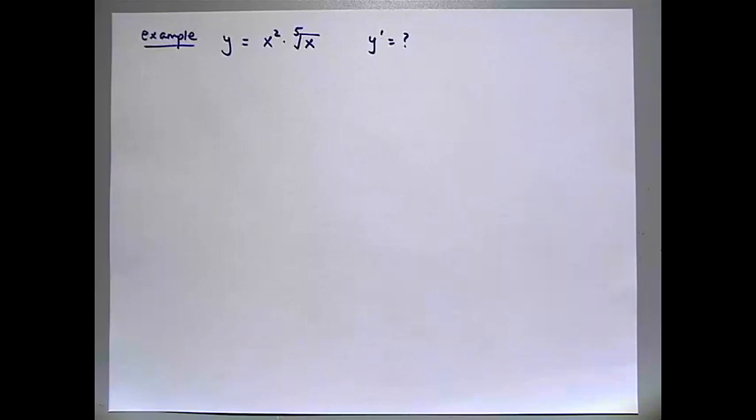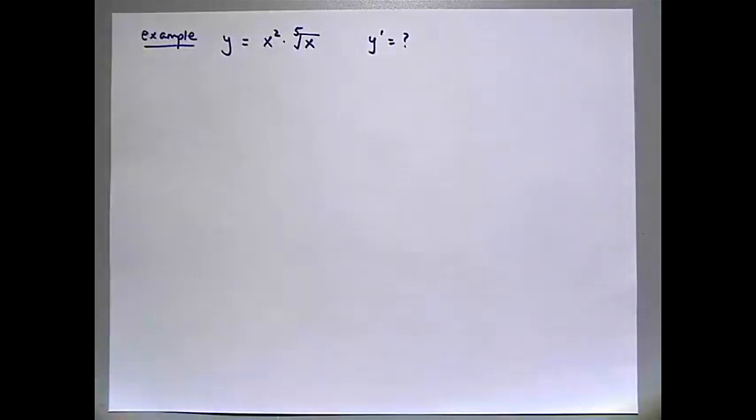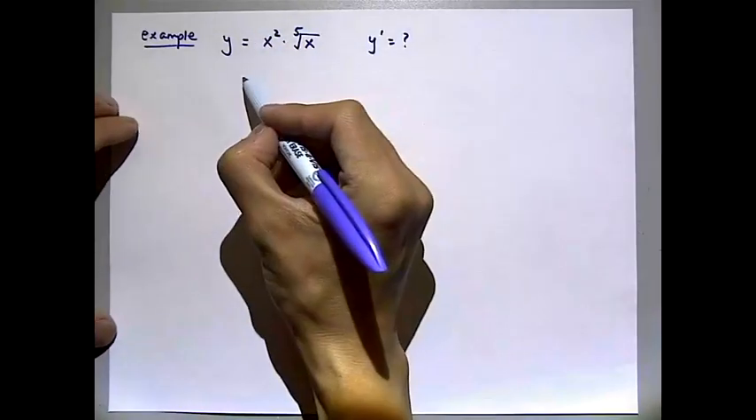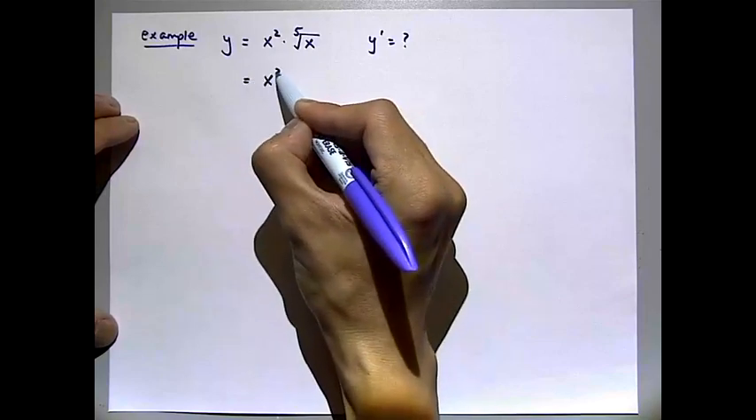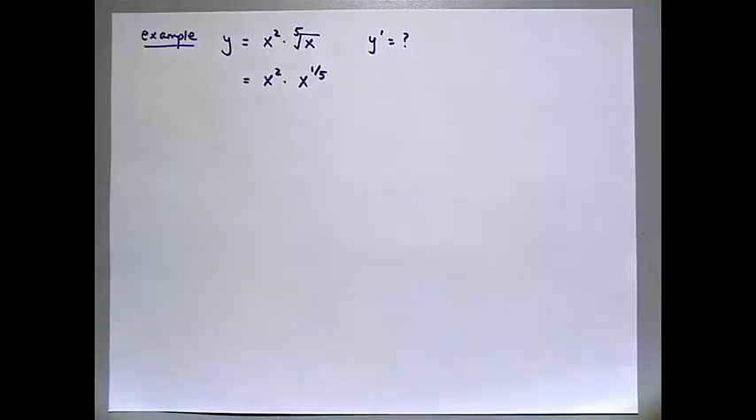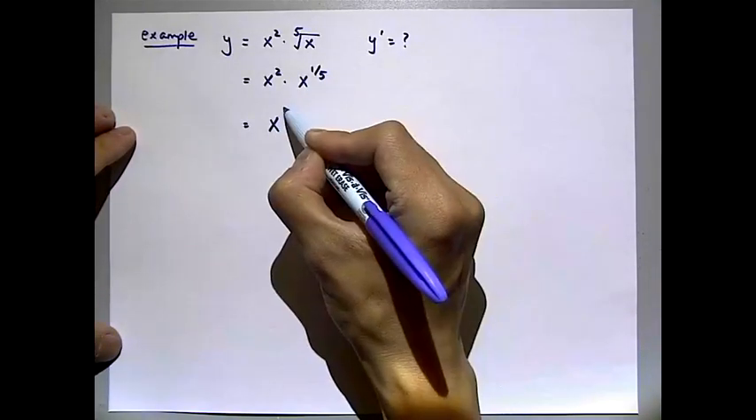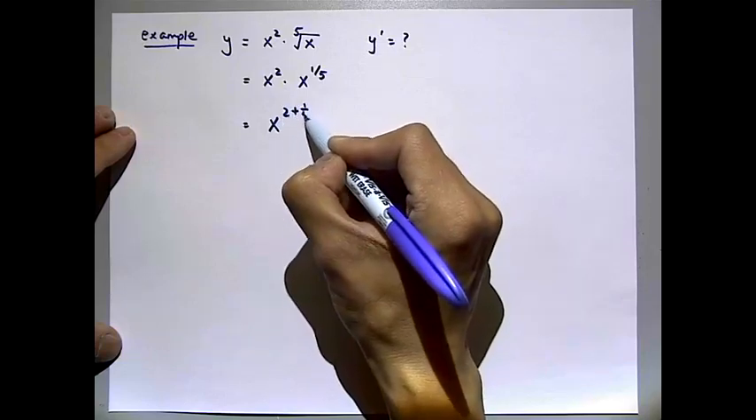Okay, so even though we got two things multiplied, and in general we cannot just take the derivative individually and then multiply them back together. But in this case, they're both in the form of x to a power. We could actually rewrite them into one as one term. So this is equivalent to x squared times x to the 1 over 5. And that is equivalent to x to the power of 2 plus 1 over 5.